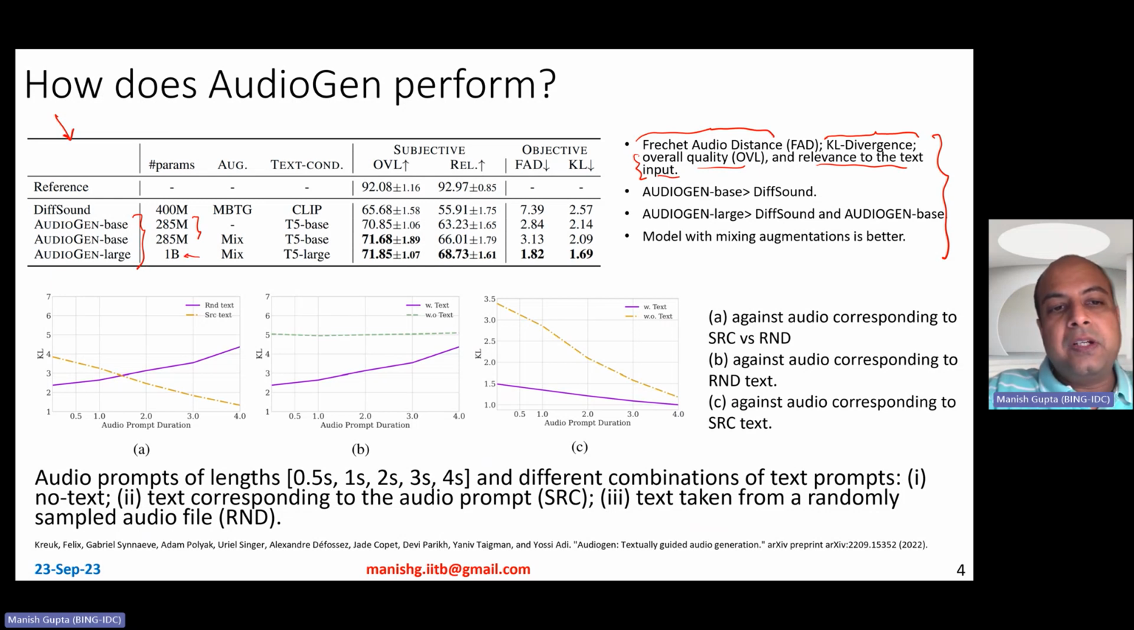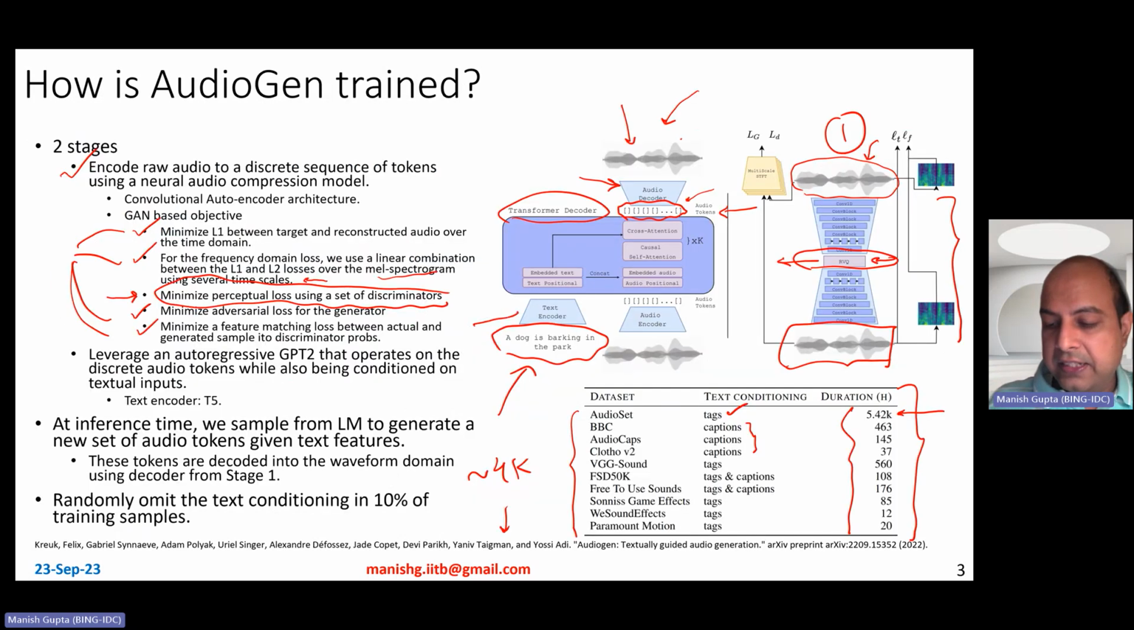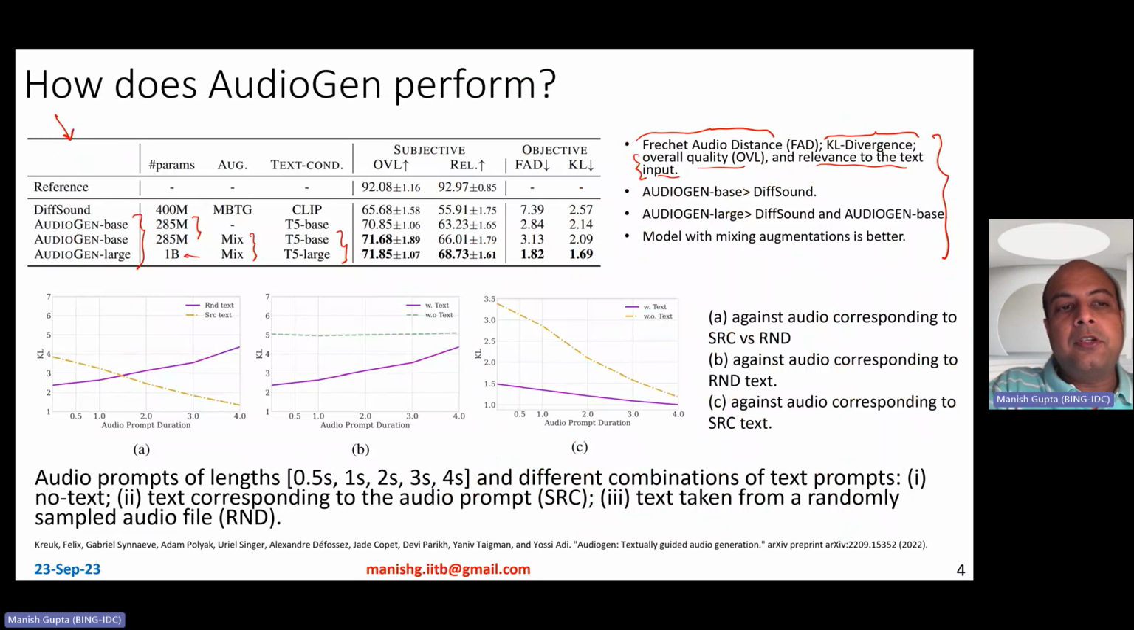Now, 4,000 hours of data is probably not enough. So therefore, they also do data augmentation by doing a very fancy scheme. So they take some audio samples and mix them while they concatenate the text captions. That basically creates a new sample and so on. So they do some augmentation. And then for the text conditioning, essentially for the final generation, the text encoder, they use T5 base for AudioGen base and T5 large for AudioGen large.